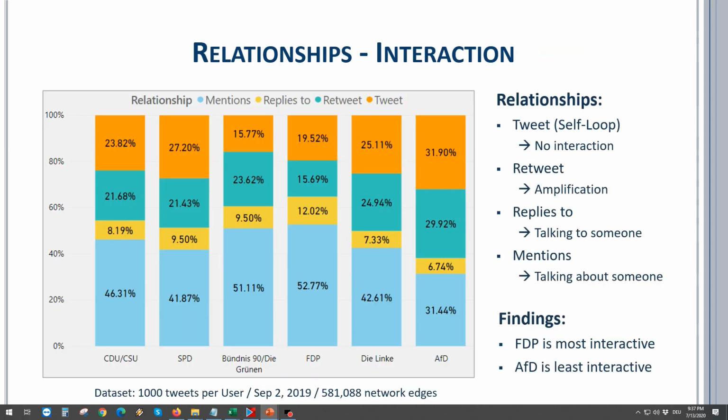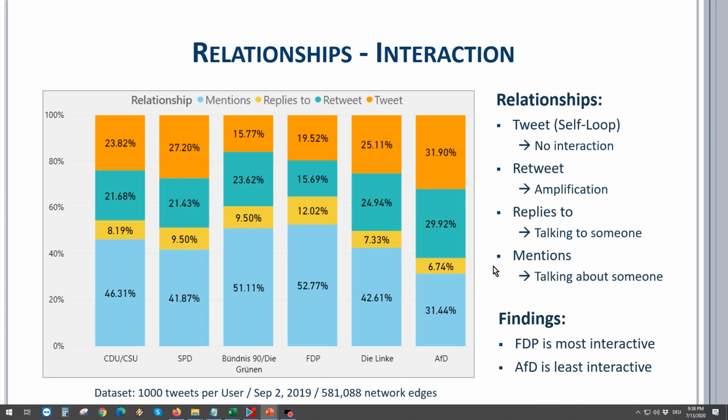Before looking at the network maps, I would like to point out the relationships that we have in our network data. So we have the relationship tweet, which is a self loop, which means there's no interaction at all. There are retweets, which are mainly used for amplifying messages. And then we have replies, which means you are talking to someone in a tweet. Or then we have mentions, which means you are talking about someone.